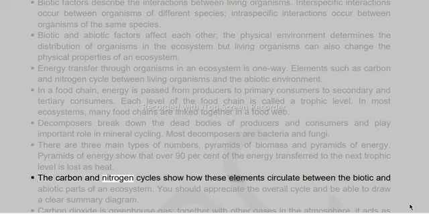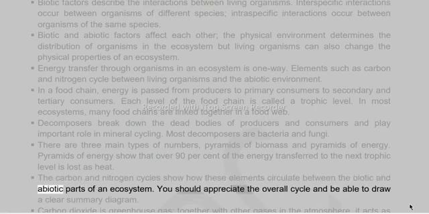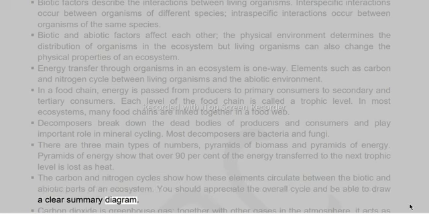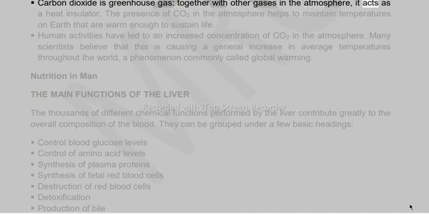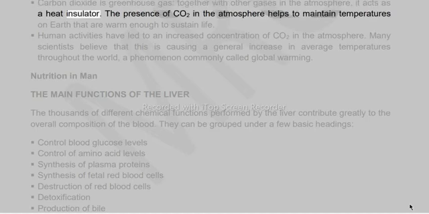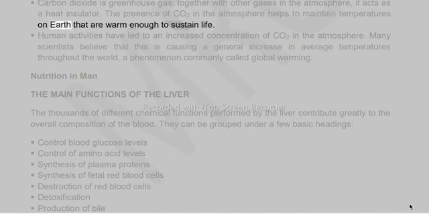The carbon and nitrogen cycles show how these elements circulate between the biotic and abiotic parts of an ecosystem. You should appreciate the overall cycle and be able to draw a clear summary diagram. Carbon dioxide is a greenhouse gas. Together with other gases in the atmosphere, it acts as a heat insulator. The presence of CO2 in the atmosphere helps to maintain temperatures on Earth that are warm enough to sustain life.